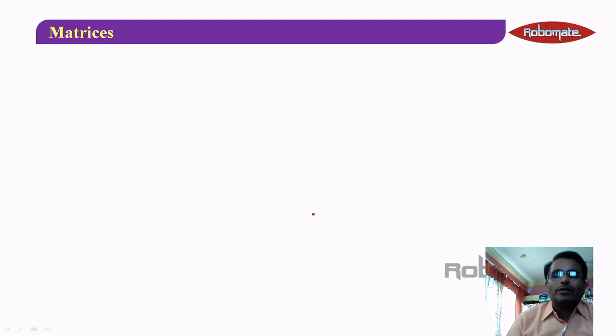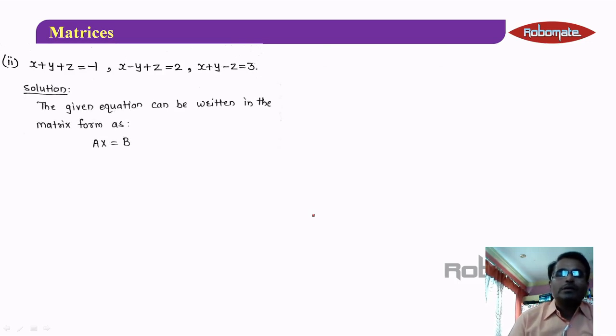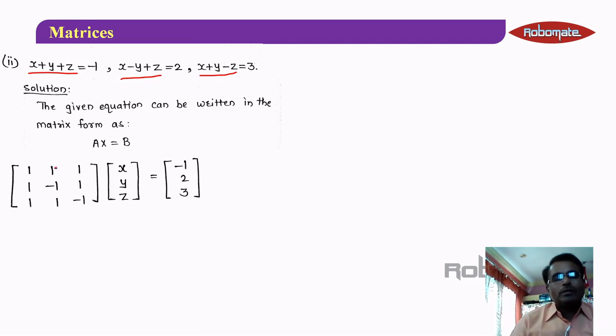You can check whether your determination is correct or not by substituting these values in the given equation. Now the second example, similarly we are going to consider a 3 by 3 system, 3 equations in 3 unknowns. You will observe 1 1 1, 1 minus 1 1 and 1 1 minus 1. These are your coefficients. So the matrix form is 1 1 1, 1 minus 1 1 and 1 1 minus 1, times x y z, and the right hand side constants here are minus 1 2 3.